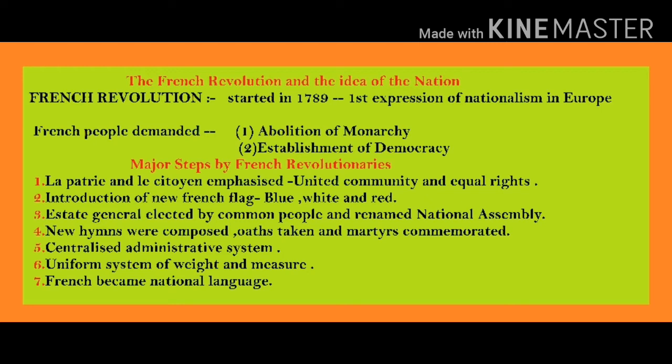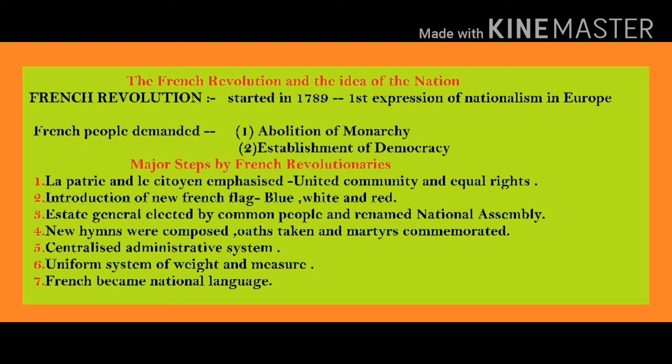It is a very important question of this chapter, and most of the time this question comes as a 5-mark question. And here the various steps are the idea of la patrie, the fatherland, and les citoyens, the citizen, which emphasize the notion of a united community enjoying equal rights under a constitution. Okay, the idea of la patrie and les citoyens.